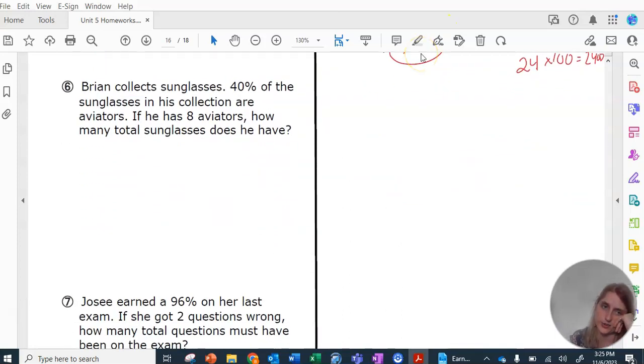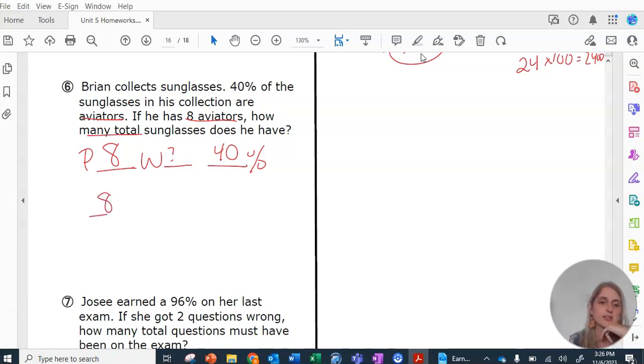Brian collects sunglasses. 40%, okay, part, whole, percent. 40% of the sunglasses in his collection are aviators. If he has 8 aviators, is aviators part of his collection or is the entire thing aviators? It's only part. He has other brands too. How many total sunglasses does he have? Oh, I love it when they ask it that way because then I actually know for sure we don't know the total. So part goes on top. We're not sure what the total is. 40 is a percent out of 100. So now you're looking for scale factors like that.